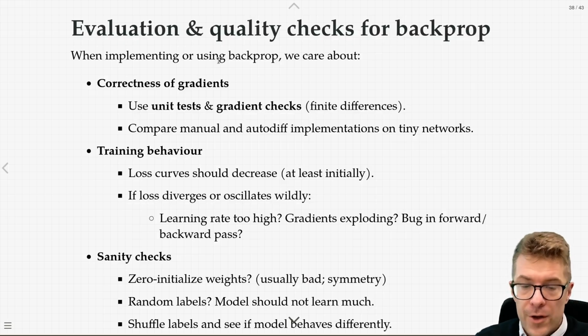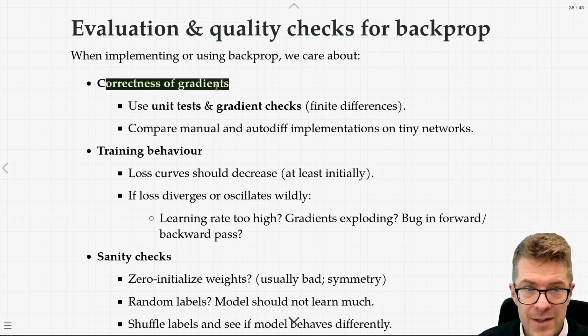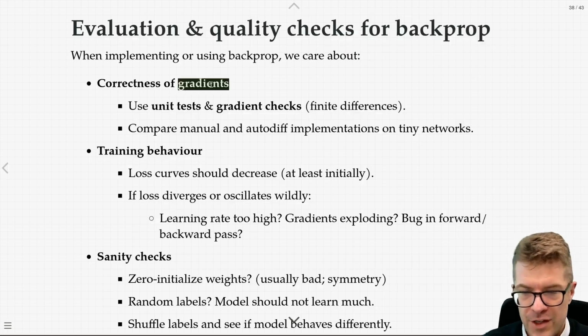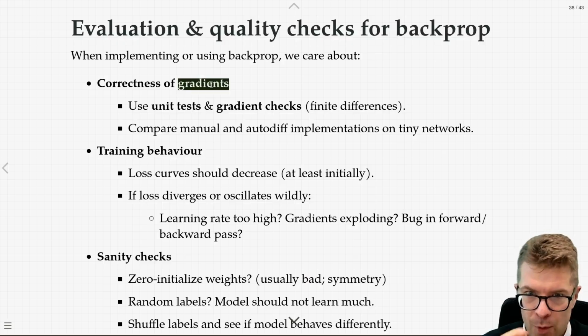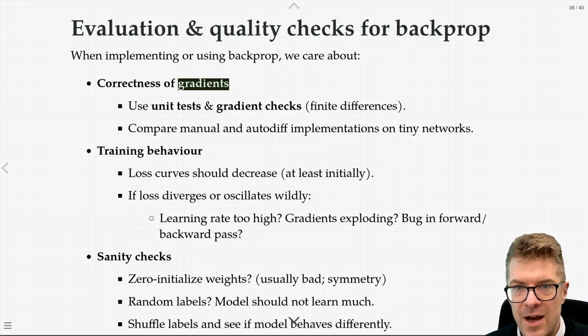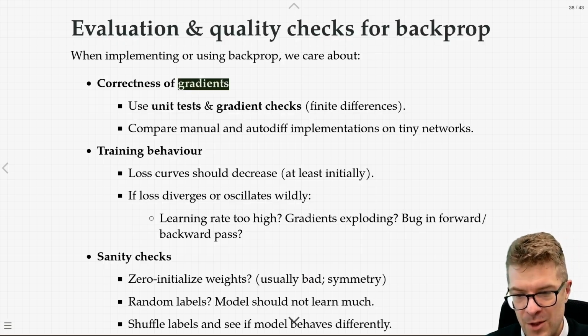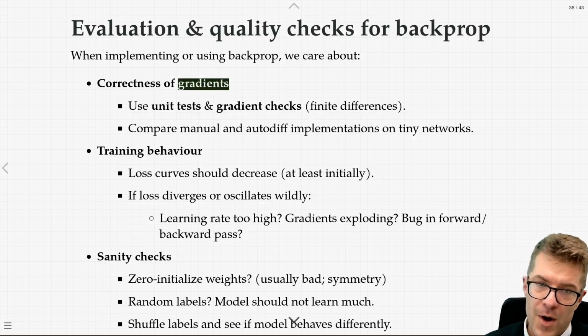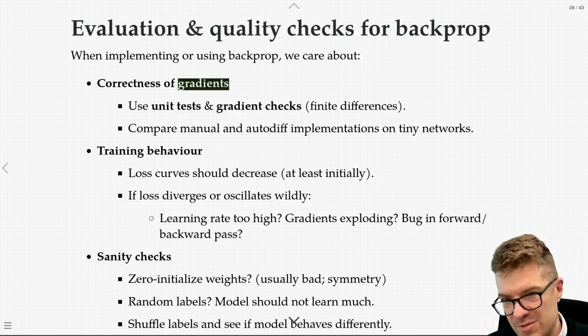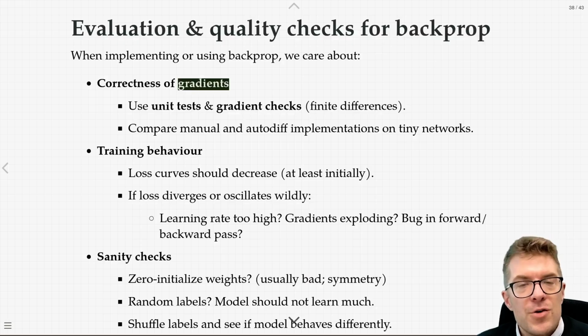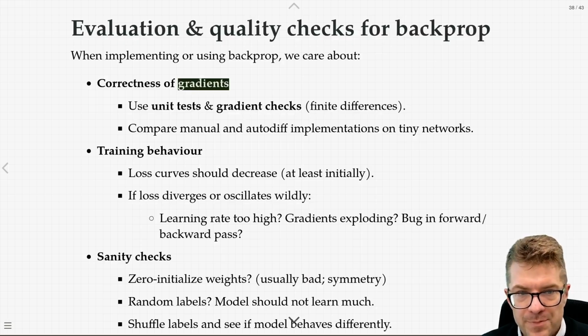When implementing or using backpropagation, we're going to care about a lot of things. We care about the correctness of all of our gradients, so being careful with our manual chain rule application is important. Doing unit tests and finite differences, those little sanity checks where we add epsilon and remove epsilon and make sure that the local approximation for the derivative is similar to our true computed derivative, is going to be important.